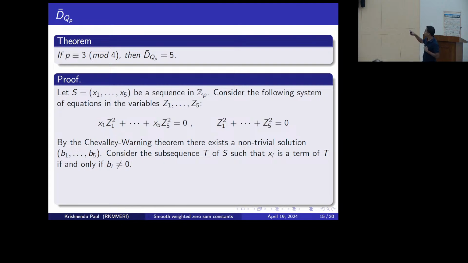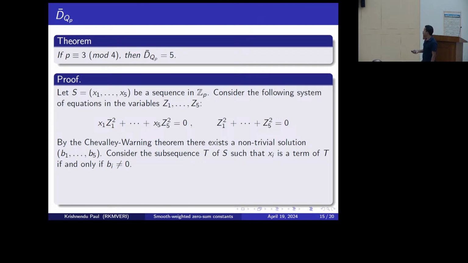Now we are taking a subsequence T containing those x_i for which b_i is not equal to 0. If b_i1 is non-zero, then we will take x_i1. If b_i2 is non-zero, then we will take x_i2 in the subsequence T. Then the subsequence T satisfies the first condition, that means the Q_p weighted combination is 0, and the second condition implies that the sum of the weights is also 0. So the upper bound is done.